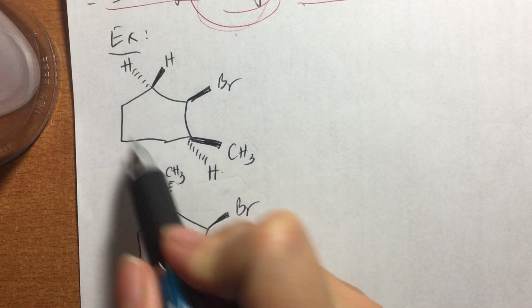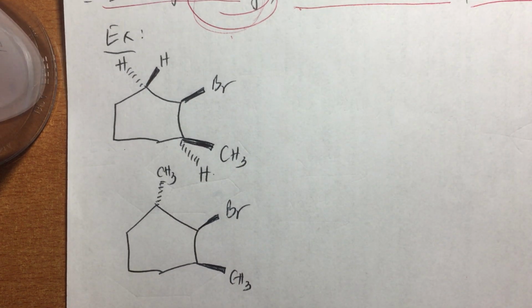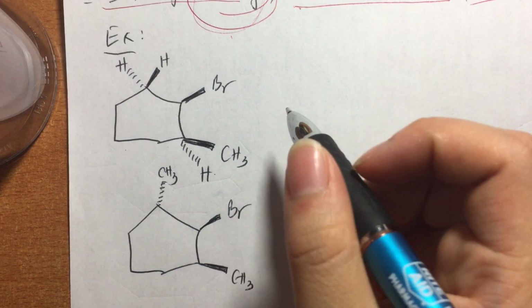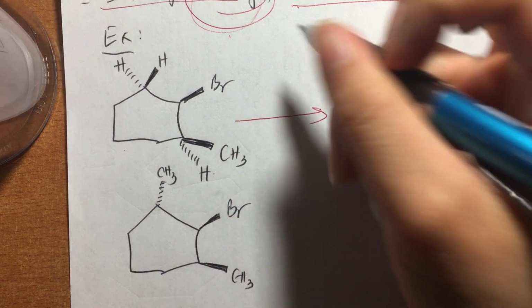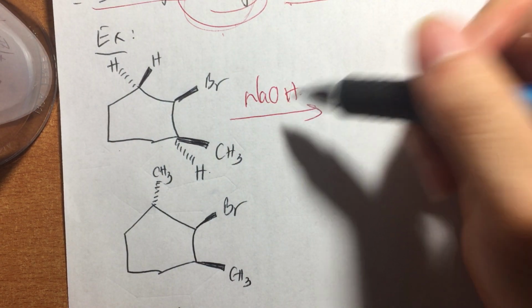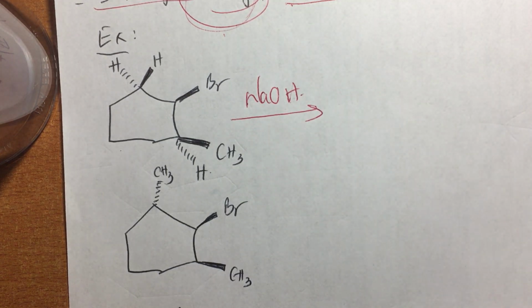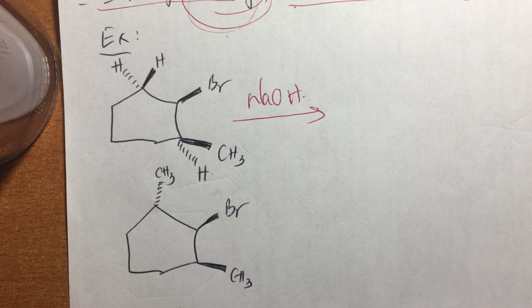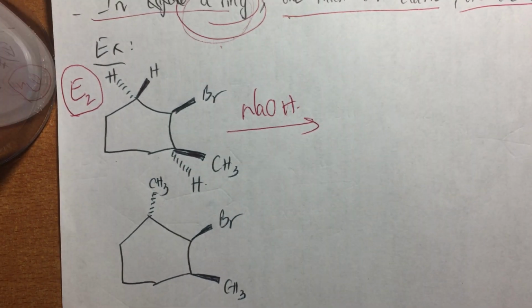So let's go through some examples. For example, say we have this. What do you guys think? Feel free to pause the video if you want to figure out the product. In this case, if I go through NaOH, NaOH is a really strong base, and it's a small base. We assume that I want to see the E2 product.